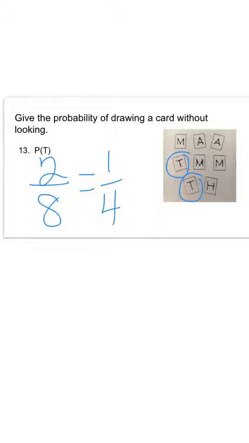Find the probability of drawing a T card. Again, when you draw your fraction, you know there are 8 total cards, so that goes at the bottom. Then find how many T's there are. There are 2. 2/8 can be reduced by dividing by 2. And you get that there is 1/4 a chance of pulling a T card.